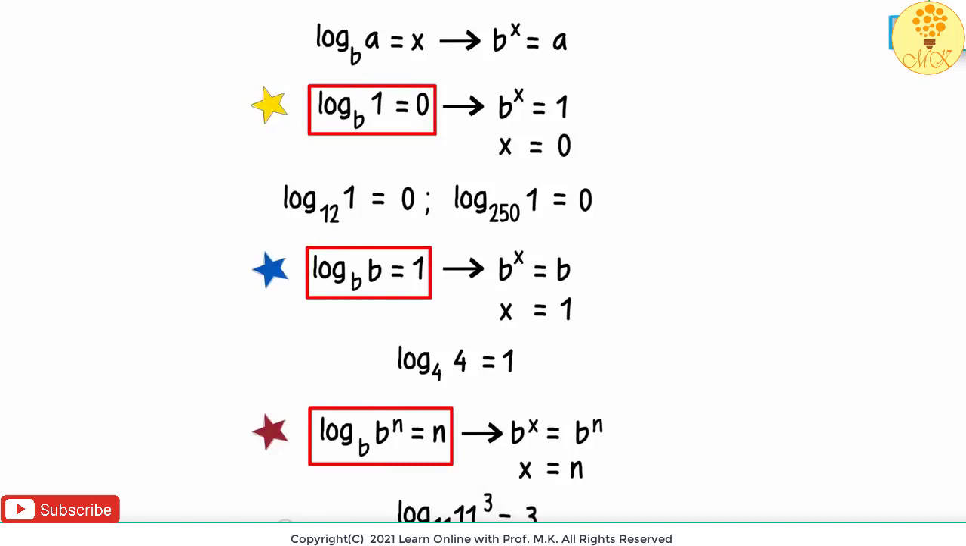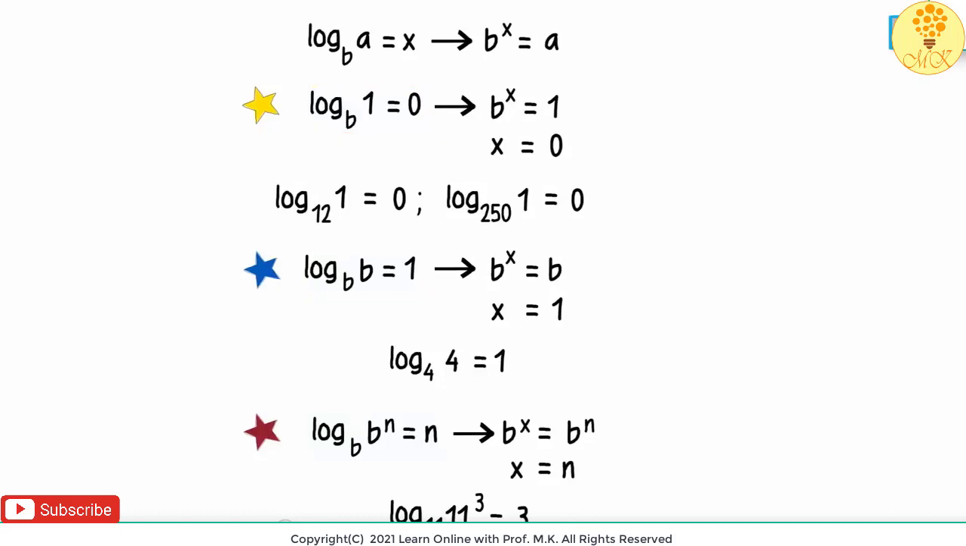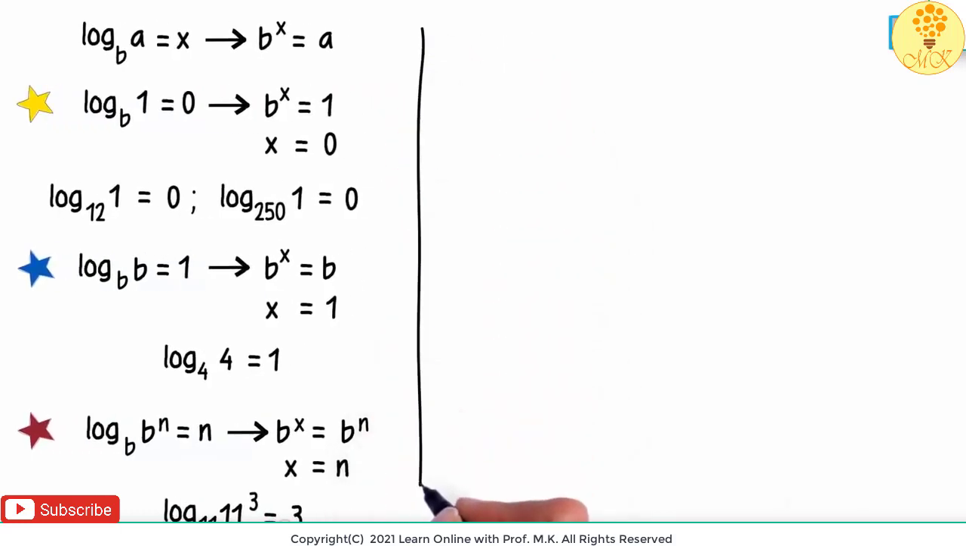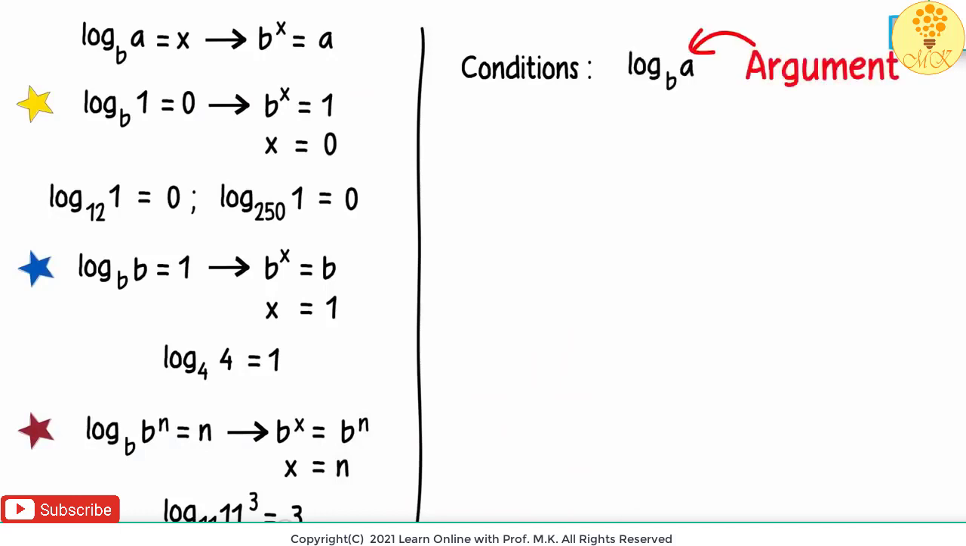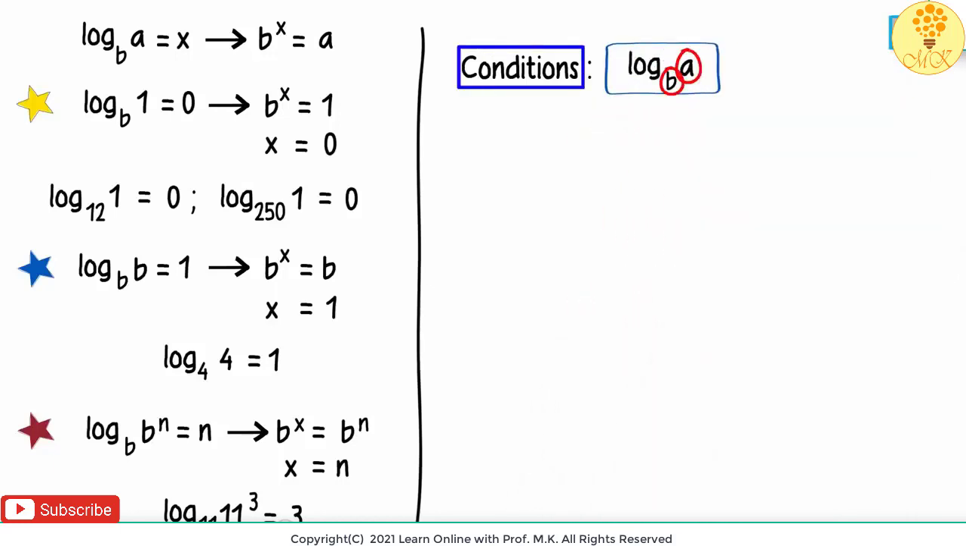So these are the three fundamental properties of logarithms, and we don't really need to remember these as they can be easily derived. Along with the properties, there are a few conditions we need to know about. Let's see them on the right side of the board. The basic form of logarithm is written like this, where a is the argument and b is the base. Now for this to be valid, there are a few conditions about a and b that we need to know. Okay, first, the argument has to be greater than 0.